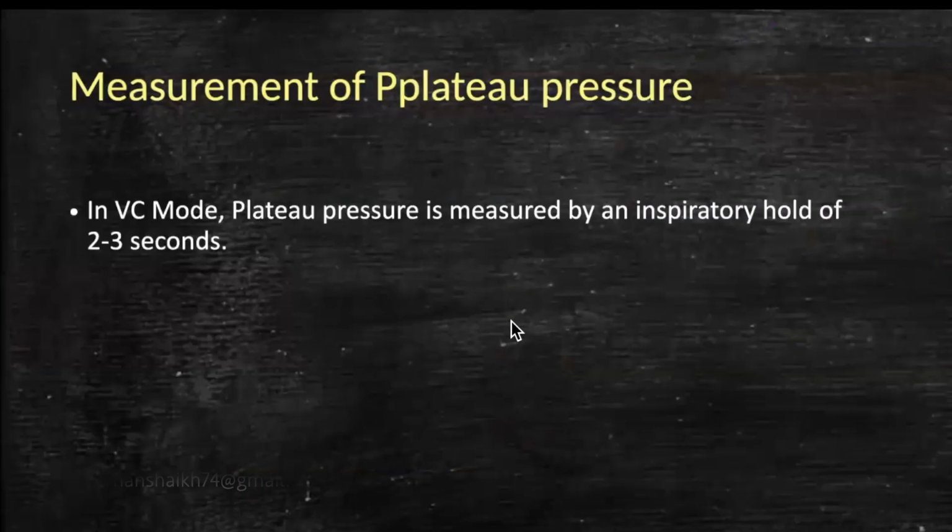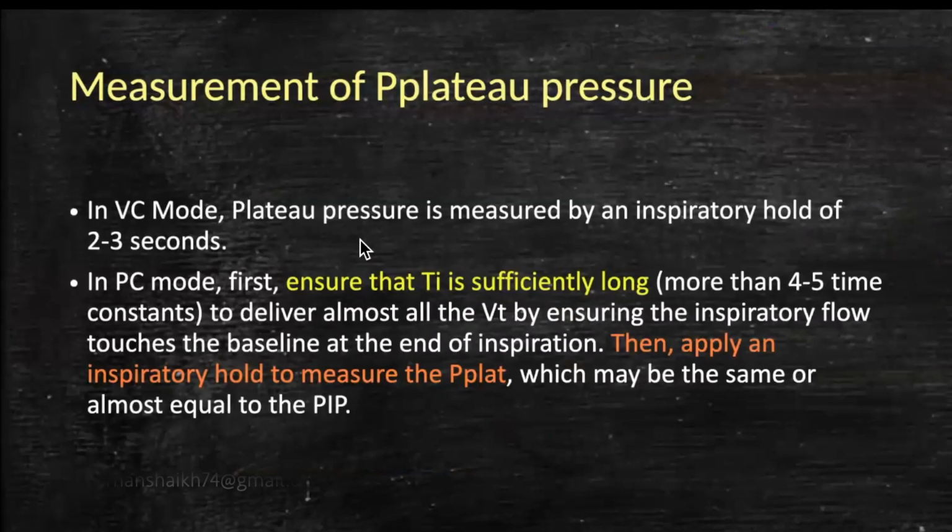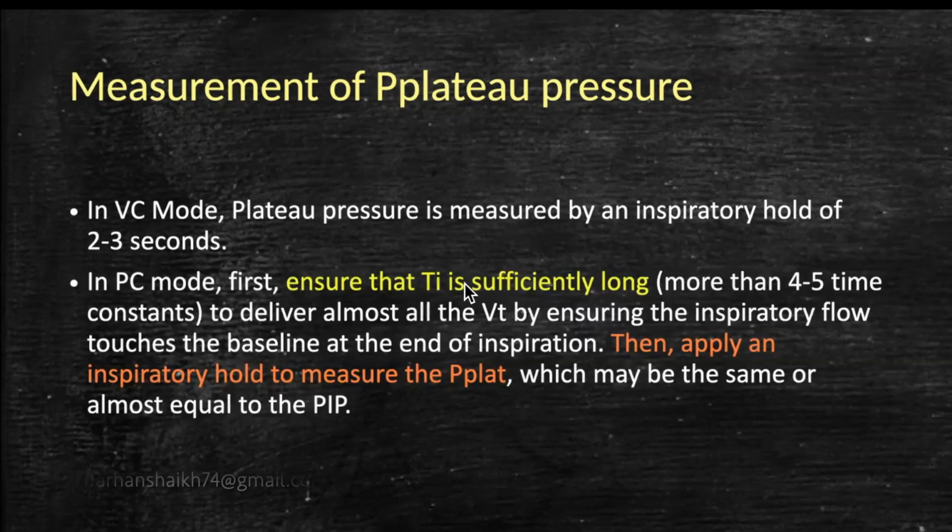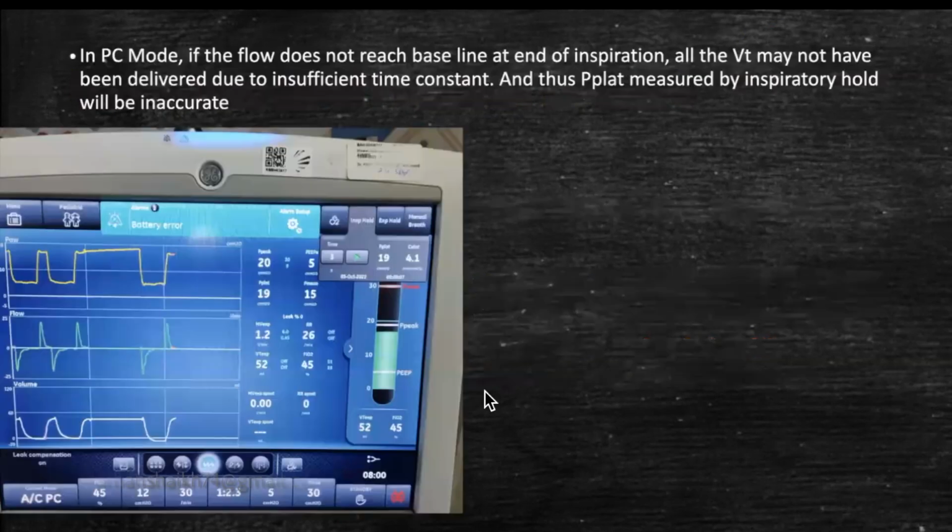So in VC mode, plateau pressure is measured by an inspiratory hold of around 2 to 3 seconds. So we can measure the plateau pressure. In PC mode, it's very important that inspiratory time should be sufficiently long, because there is a decelerating flow in pressure control mode. If inspiratory time is not sufficiently long, then the tidal volume will not be delivered completely, and then you will not get a proper zero flow state. So first you have to make sure that your inspiratory time is sufficiently long, complete inspiratory flow is touching the baseline, and only then you will apply inspiratory hold to measure the plateau pressure.